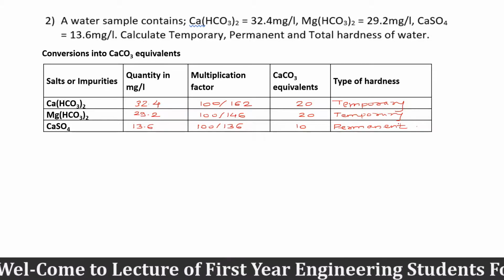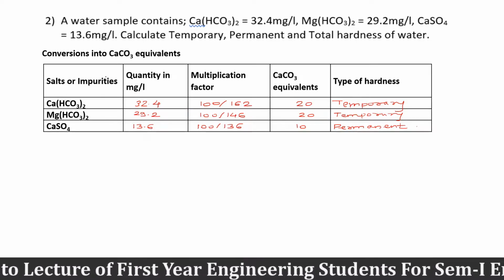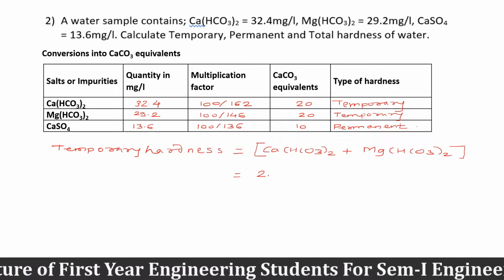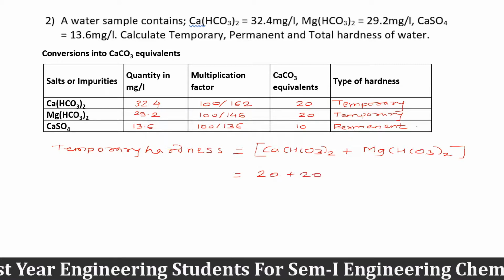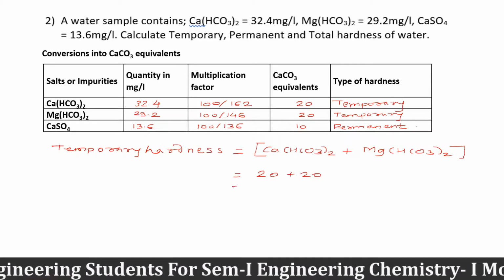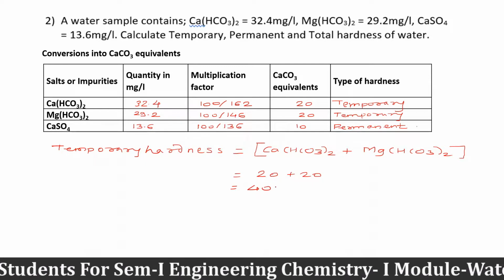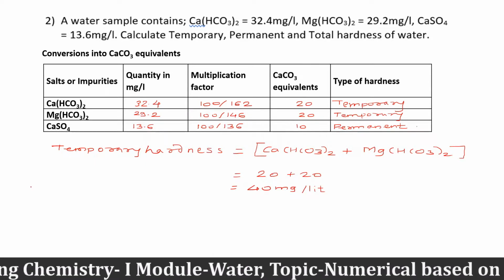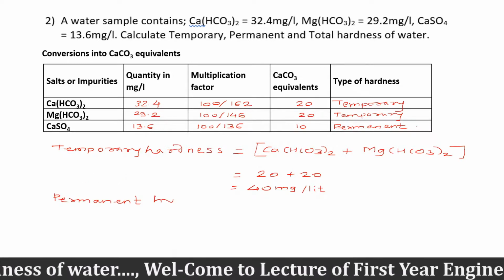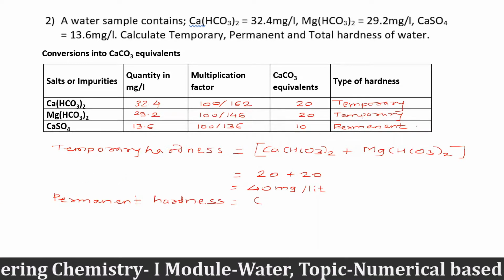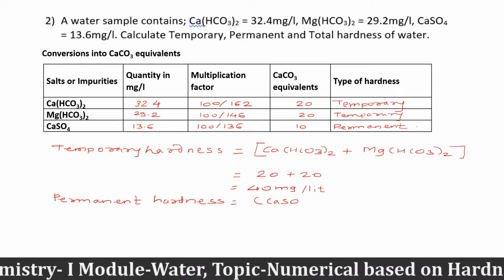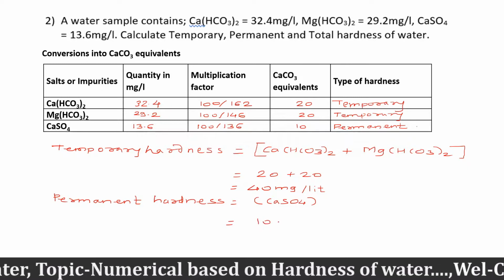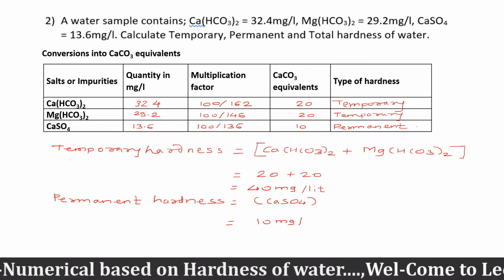Then next, calculate temporary hardness. Mention the salt, then put the values of their calcium carbonate equivalent. 20 plus 20, it is nothing but 40. Mention the unit, milligrams per liter. Then next, permanent hardness. Only one salt is given, that is calcium sulfate. Put the value, that is your answer.